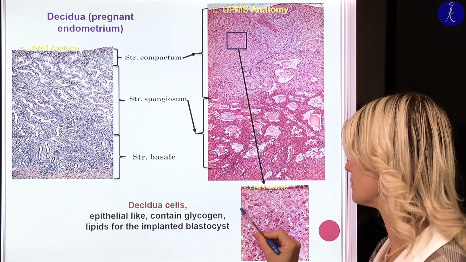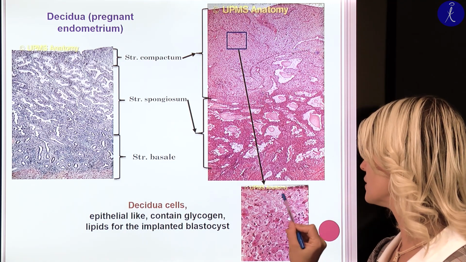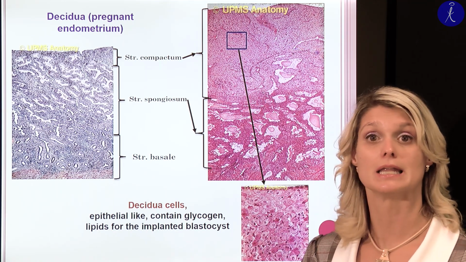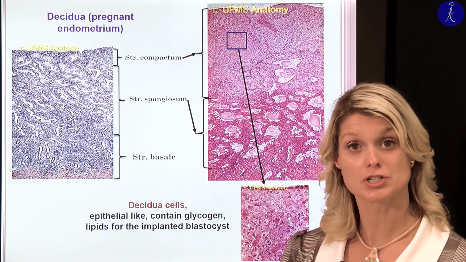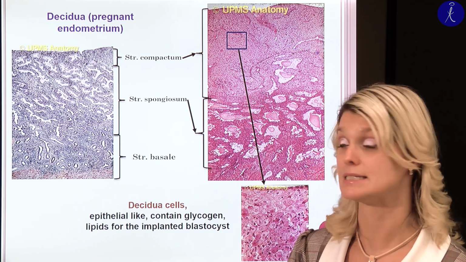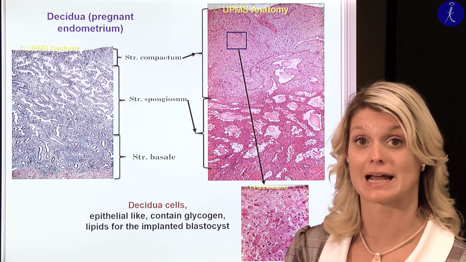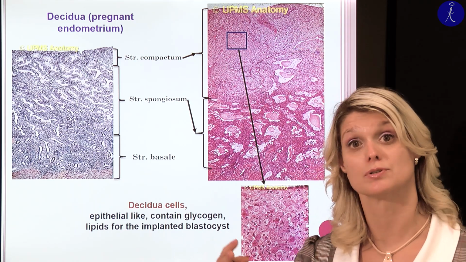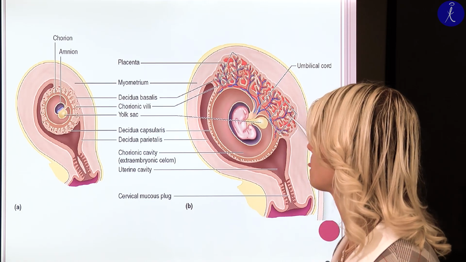Here you can see the bigger magnification of the decidua cells. They're very huge, big. They contain glycogen and lipids within the cytoplasm. They will be the nutrition of the implanted blastocyst at the beginning of the pregnancy until the placenta is able to supply the baby.